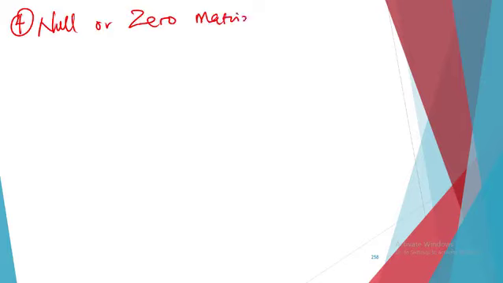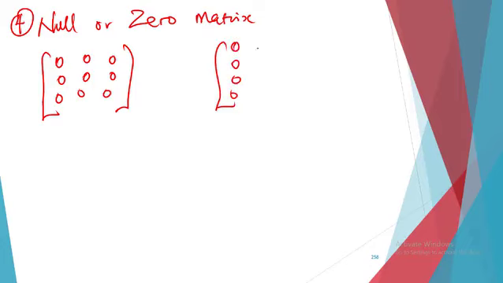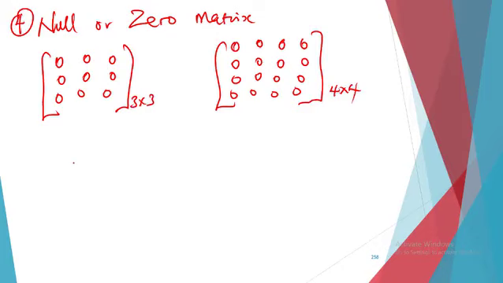Okay. Number 4, we have the null or zero matrix. The null or zero matrix is a matrix that has all its elements as 0. All the elements are 0. You see, we call this a zero matrix. It can be a 4 by 4 as well. Any matrix of this form, this is 3 by 3, and this is 4 by 4, any matrix of this form is called a zero matrix.